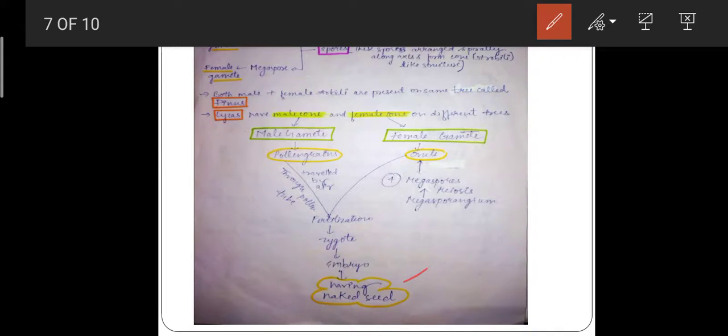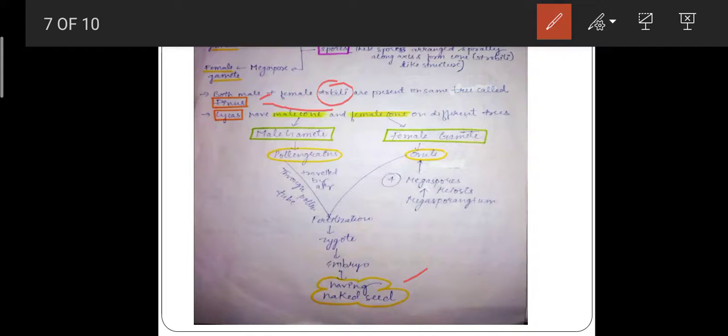There are some examples that have both male and female strobili, which means a cone: a male cone and a female cone on the same plant, called Pinus. It is an example having both types of sex cells. And Cycas has different sex organs on different plants, meaning a plant having a male cone or a female cone only, one at a time.